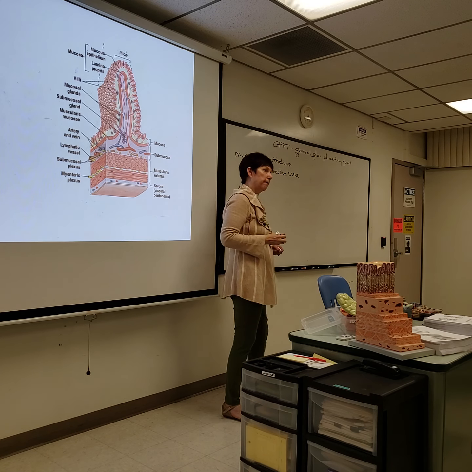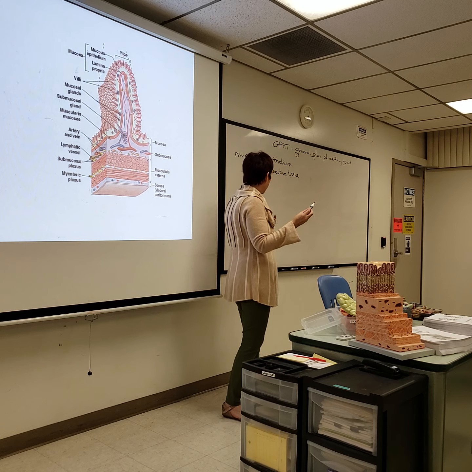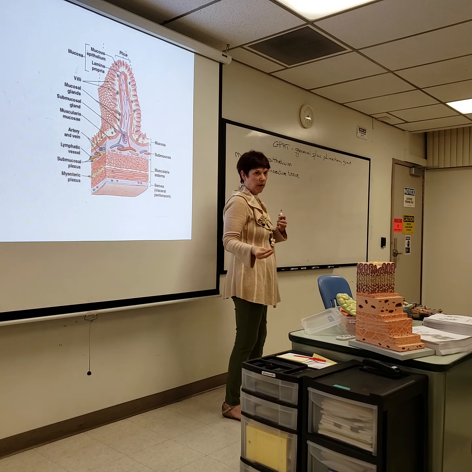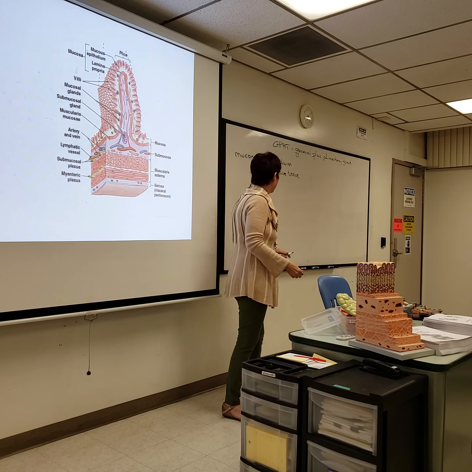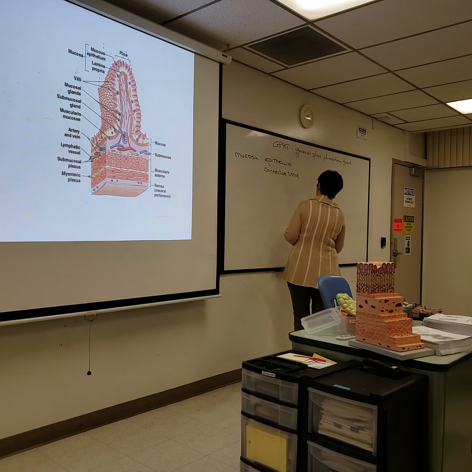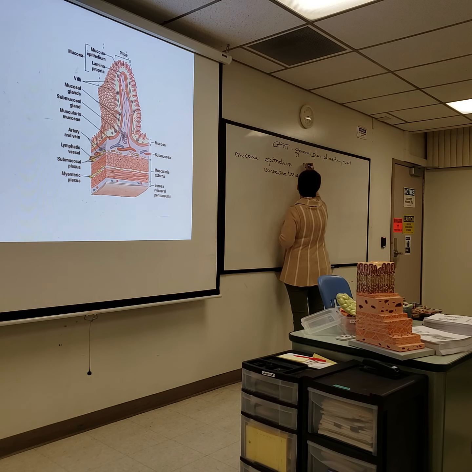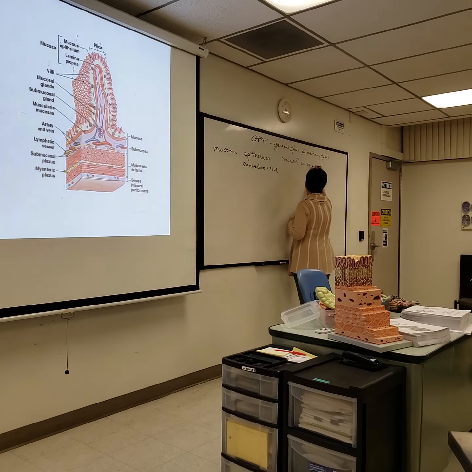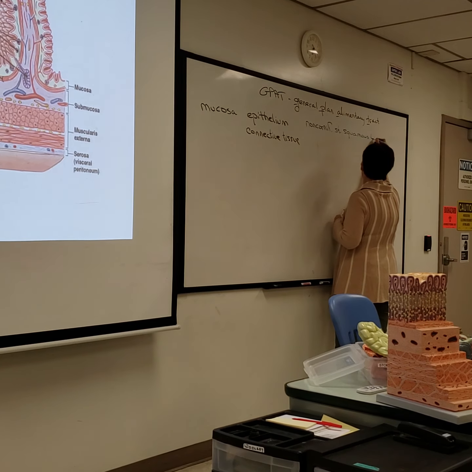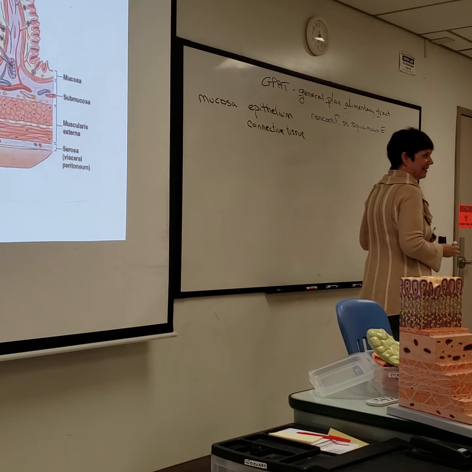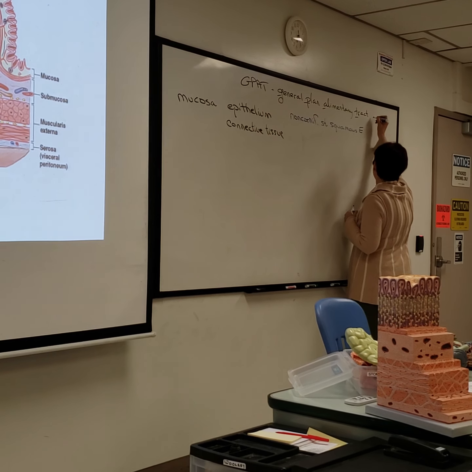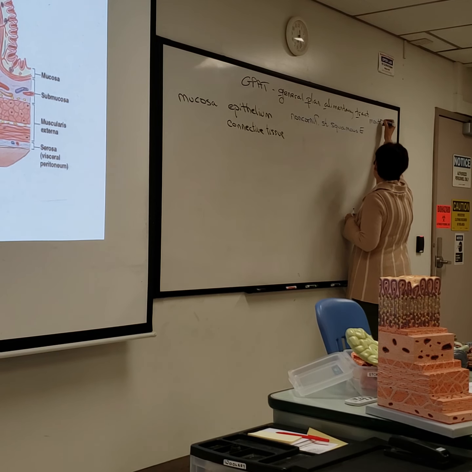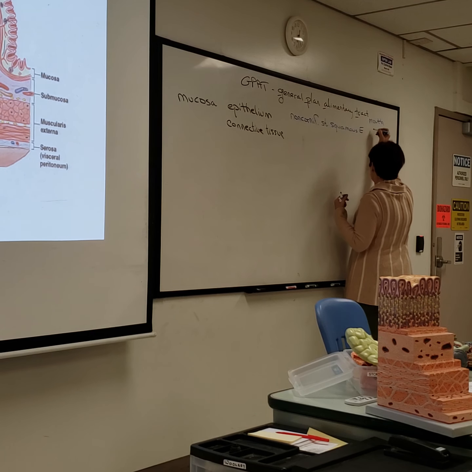We only have two different epithelia. We start with one, and we end with one, and the other one's in between. So our starting epithelium is non-cornified stratified squamous epithelia. You find that in the mouth, and about half of the esophagus, well actually all the esophagus.